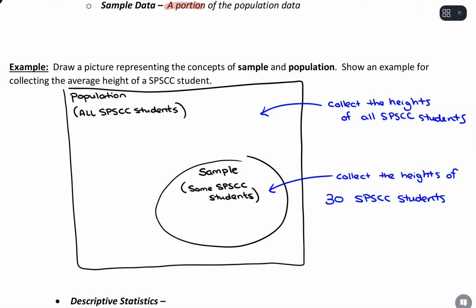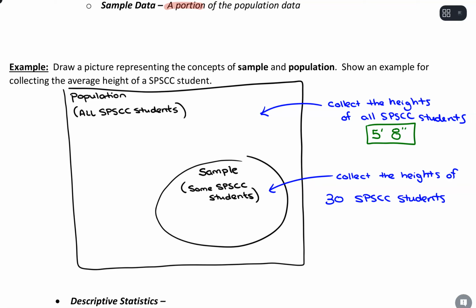So let's go back to that population data. If I collected the heights of all SPSCC students, and let's say I took the average and I found the average height is 5 foot 8 inches, that exactly answers the question that I was looking for. If I'm looking for the average height of an SPSCC student, if I had population data and calculated that average, 5 foot 8 is it. That's the answer.